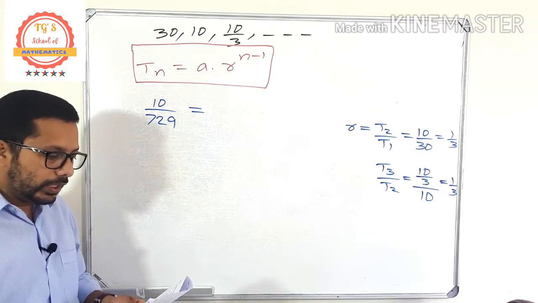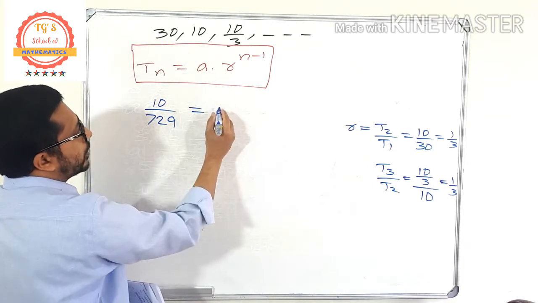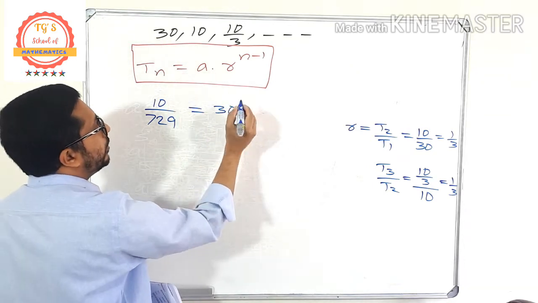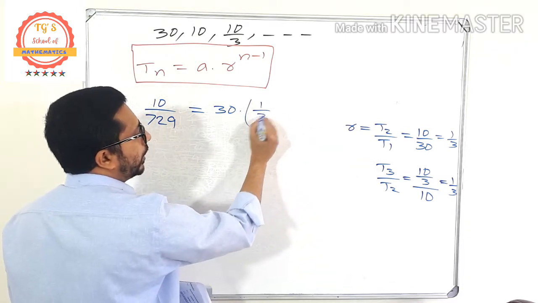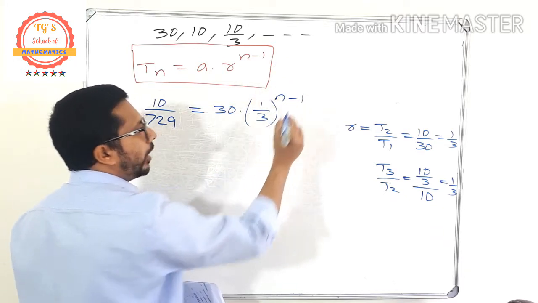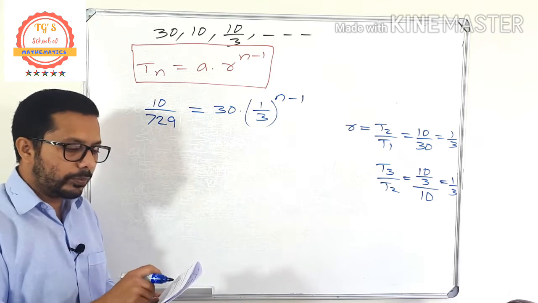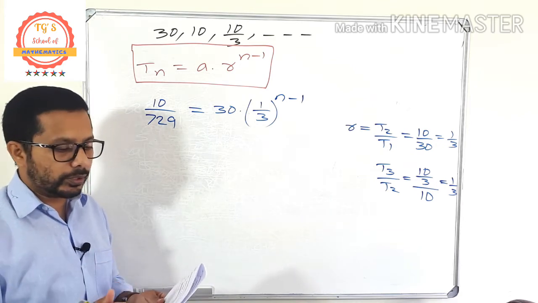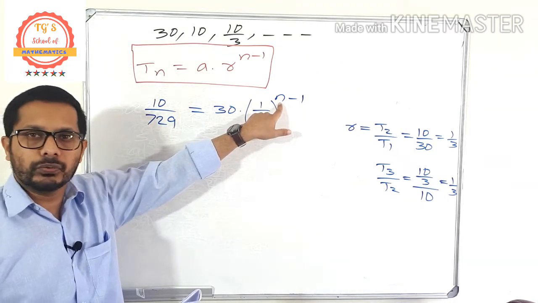Now we can substitute the values. 10 over 729 is equal to a, the first term, that is 30, into r, 1 over 3, raised to n minus 1. We have to find the value of n. Am I right? That is the question. Look at the question once more: determine n if the nth term of the sequence is 10 over 729. That means you have to find the value of this n.